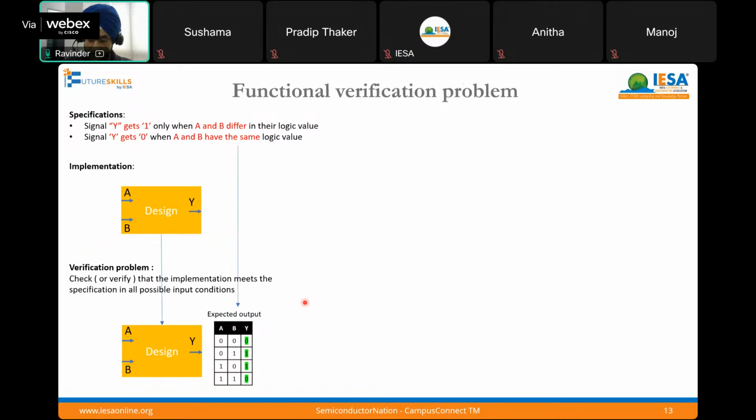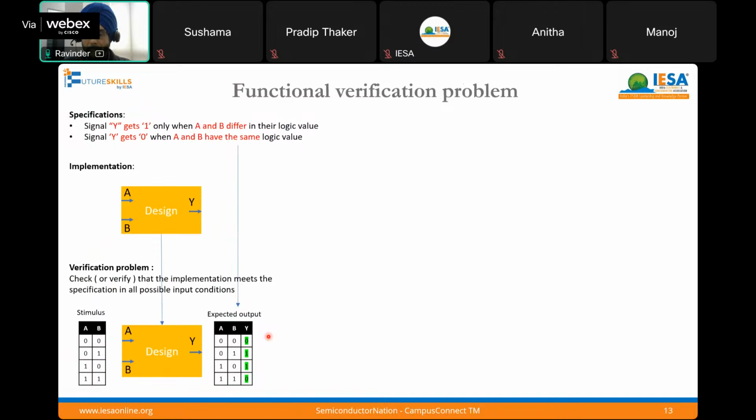So what next? Next is to actually stimulate the design with the input conditions, and we call this a stimulus. We stimulate the design with the stimulus, and for each stimulus, we check that the output corresponds to the expected output. This is the plain concept of verification. Very simple.